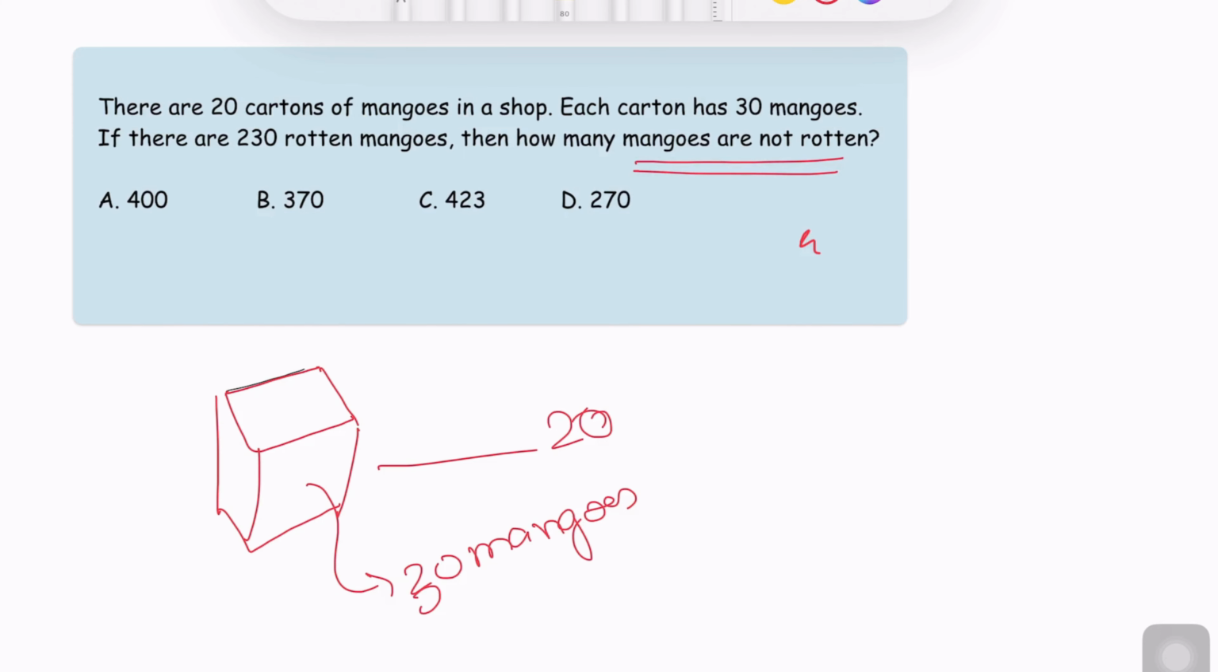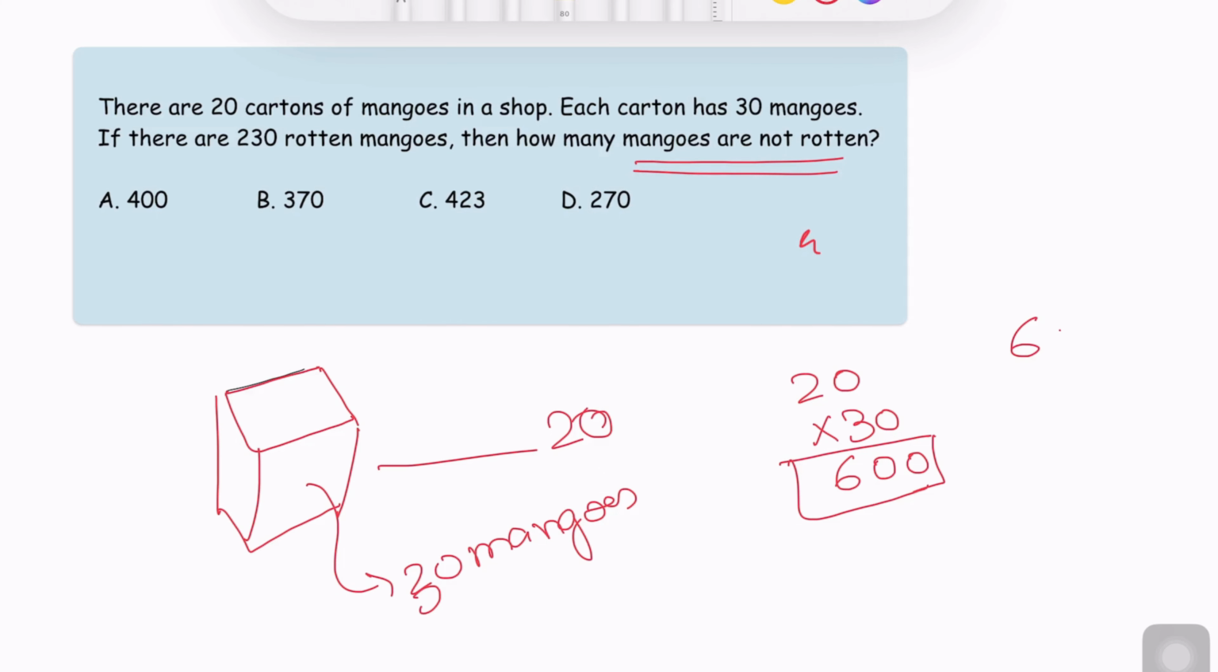So this question involves multiplication and subtraction. So let's first multiply. 20 times 30 will give us the total number of mangoes. So we have a 0 here, so we will simply write these two zeros here and multiply 3 by 2. 3 twos are 6. So in total we have 600 mangoes in 20 cartons. Now they are saying that 230 are rotten.